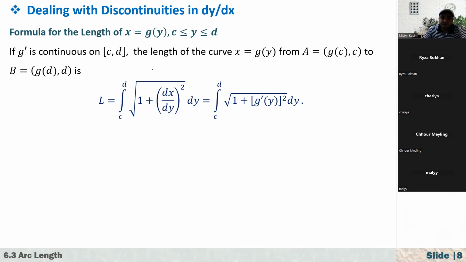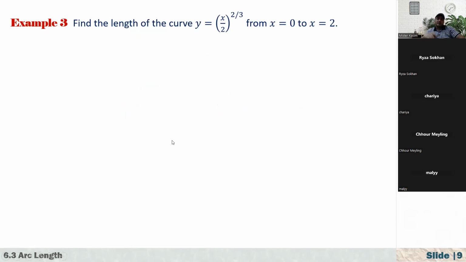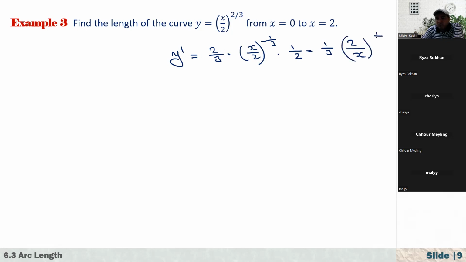Let's see one example for this case. Find the length of the curve y equals (x/2) to the power of 2/3 from x equals 0 to x equals 2. If you differentiate this function, y prime is equal to 2/3 times (x/2) to the power of 2/3 minus 1, that's minus 1/3, times the derivative of the inside, which is 1/2. So this will be equal to 1/3, and this is 1 over the cube root of x/2.